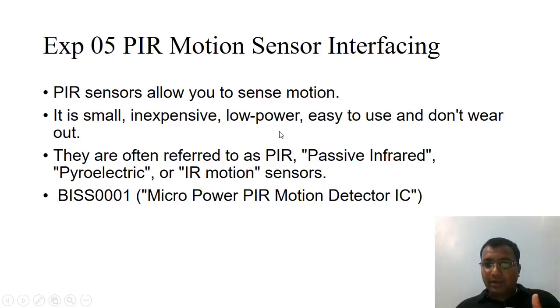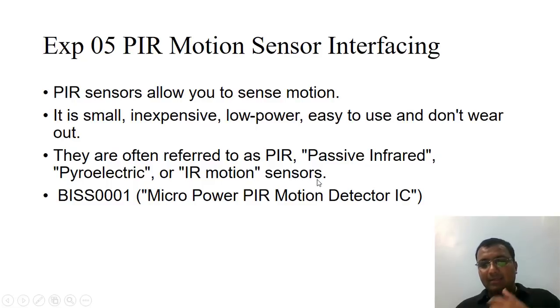It is a low power sensor, it works with just 5 volt. No current boosting or amplifying circuit is required for this. It is an easy sensor, doesn't wear out, so it's a standalone sensor. Again, they are often referred to as PIR or passive infrared. The names for the PIR sensor are passive infrared, pyroelectric sensor, or IR motion sensor.